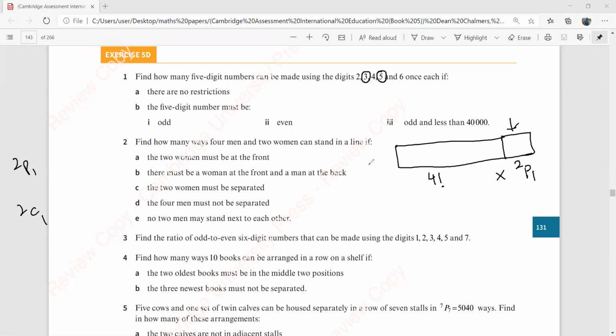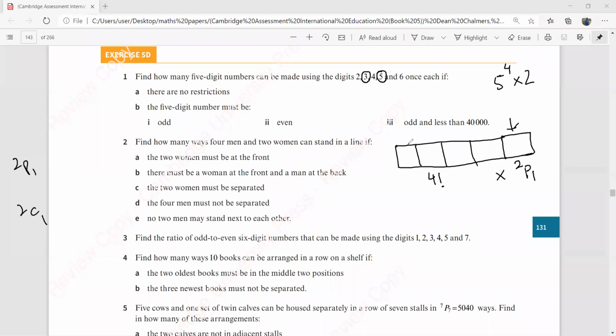Okay. Now, suppose we were allowed to repeat, then how many odd 5-digit numbers can we have? So 2p1 into 5 raised to the power 4. It is 5 raised to power 4 times 2p1, or 2, it's the same. Times 2 or 2p1, your answer is absolutely right, because 2p1 is 2. I'm writing 2 because I have two options here. So 5 raised to power 4 times 2. This is the number of odd 5-digit numbers if we were allowed to repeat the digits.